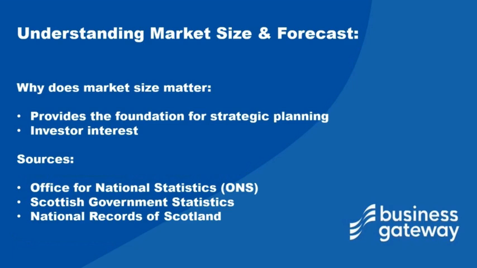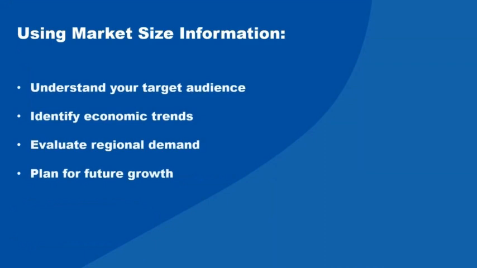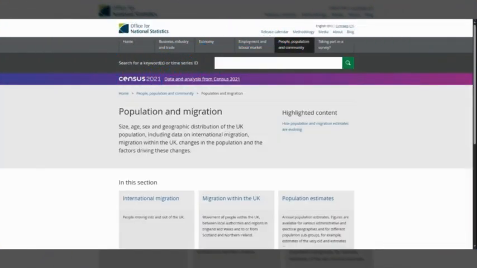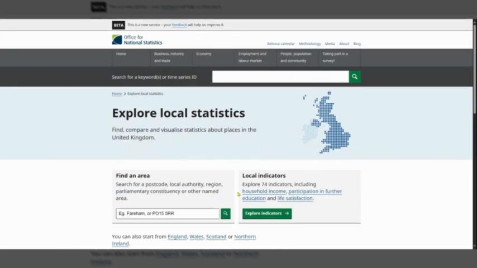To begin, visit trusted sources such as the Office for National Statistics and Scottish Government Statistics. The ONS provides detailed demographic data such as age groups, income levels, and population growth in specific regions. For example, if you're opening a fitness centre, you can use ONS data to identify areas with a high percentage of young professionals likely to invest in memberships. Both the ONS and Scottish Government Statistics publish reports on economic indicators like household spending, disposable income, and employment rates. This information can help you anticipate customer spending habits and adjust your pricing or marketing strategies accordingly.